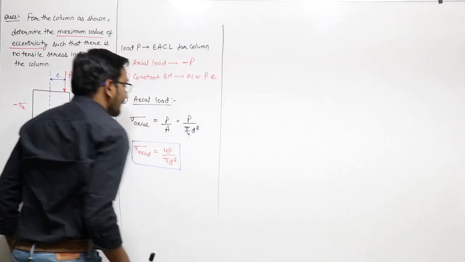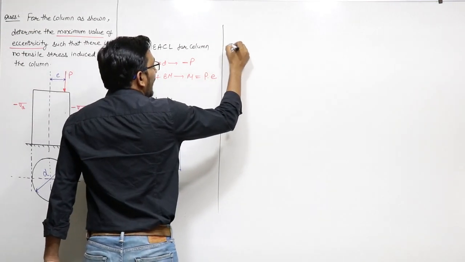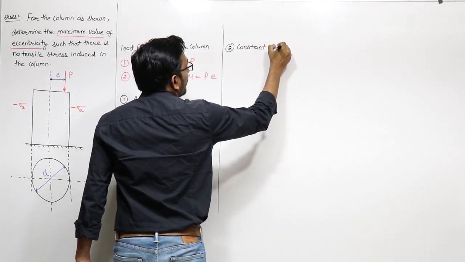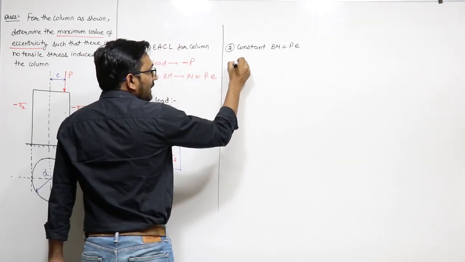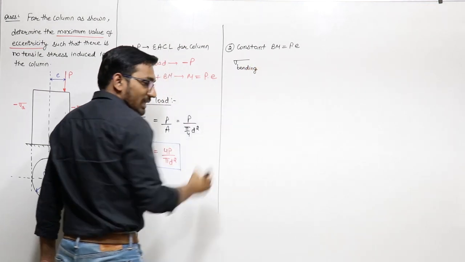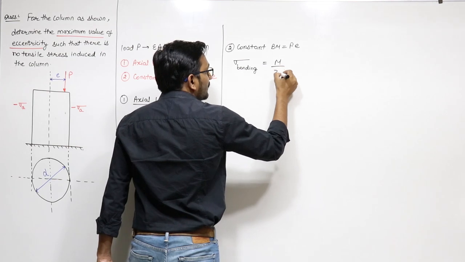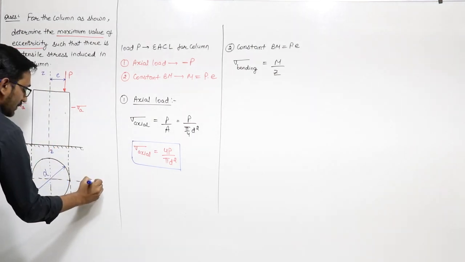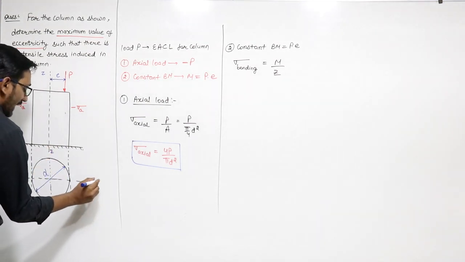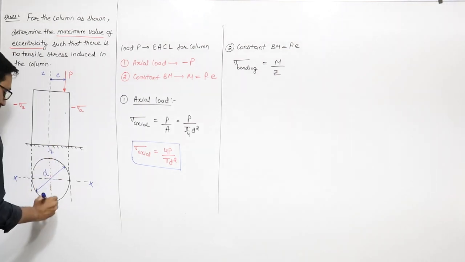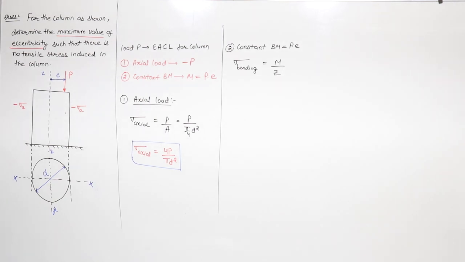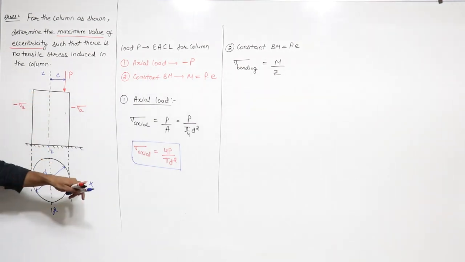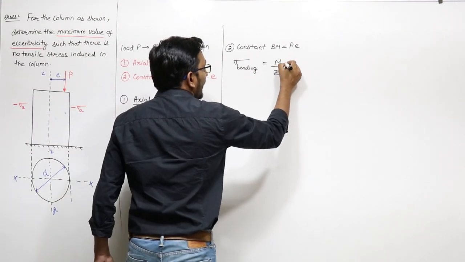Now let us solve for your bending. Second one is your bending. So we have a constant bending moment. The magnitude of that is equal to P into e, and it will give us a bending stress, which is also a normal stress. The value of bending stress will be M upon Z, M upon section modulus. And about which axis? Let this be the Z axis, this your Y axis, and this your X axis. As per our convention, this is our X axis, and this vertical axis is Y. So this load P will give you a bending moment in the plane of the board, so this couple will be about the axis perpendicular to this board, and perpendicular to the board axis is the X axis. So it will be around X axis.